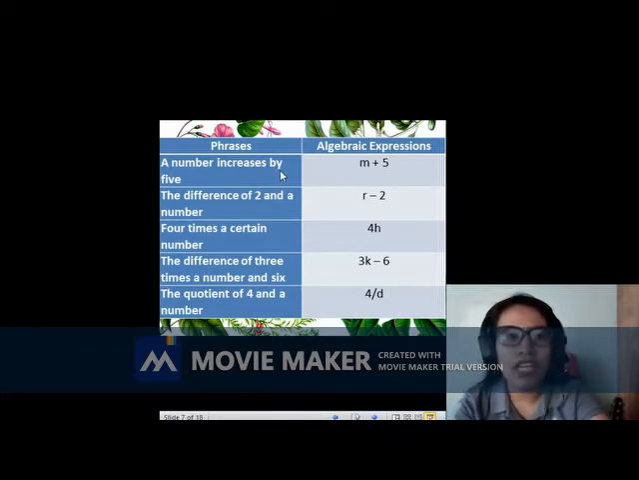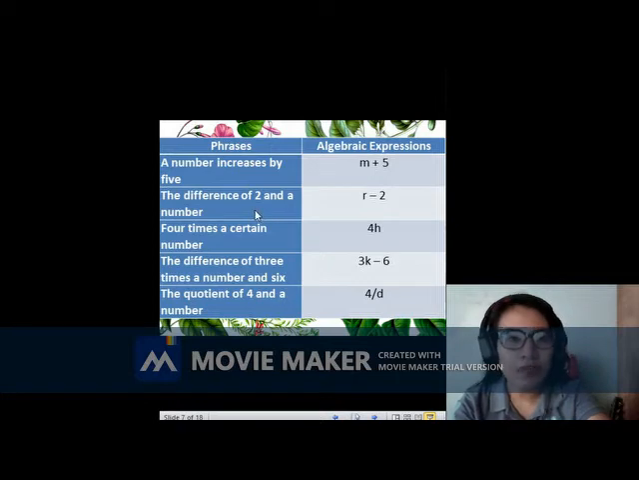Okay, "a number increases by 5". You might be asking, why does a number become the letter M? Okay, since we're in algebra, all of the letters can correspond to any number. So we can use any letter, from A to Z, if you hear the words "a number". This time I just use M. And it says "increases by 5". So by the word "increases", it means addition. So I will have M plus 5. That will be our answer.